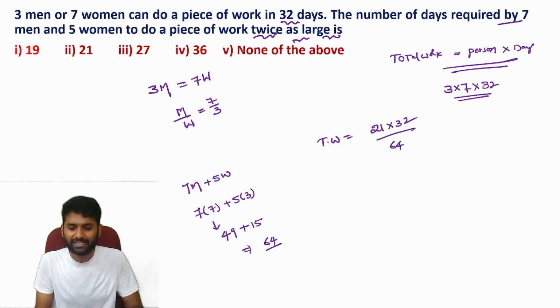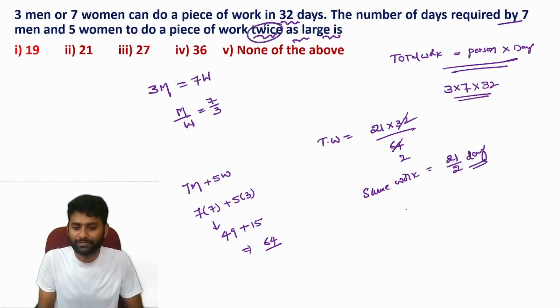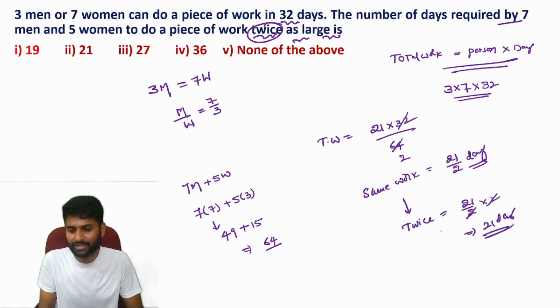64 units per day takes how much time? Now see, it is exactly 2 times, guys. 32 is multiplied by 2. Now if you go through the same work, it takes exactly 21 by 2 days. It means 10.5 days. But here the question mentions that if the work is twice, it takes how much time? It is multiplied by 2. Exactly, the work is completed in 21 days.